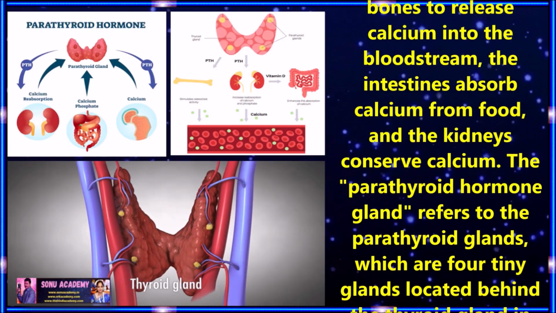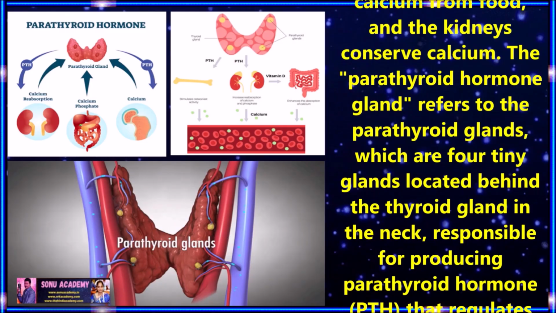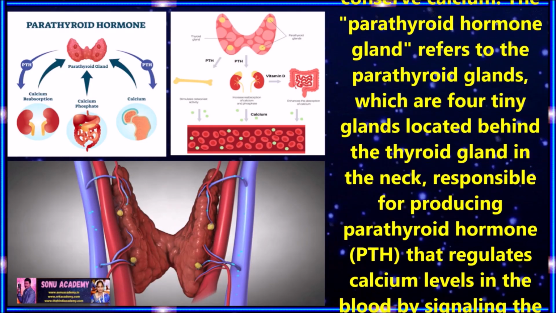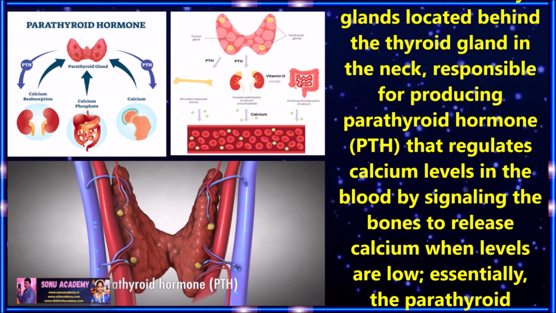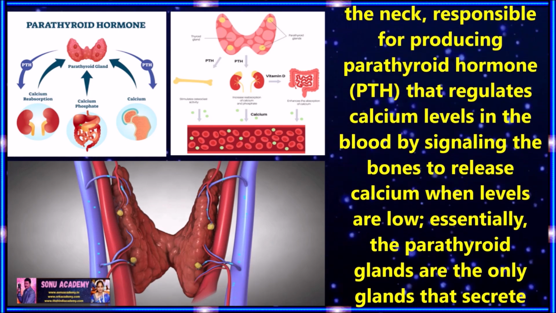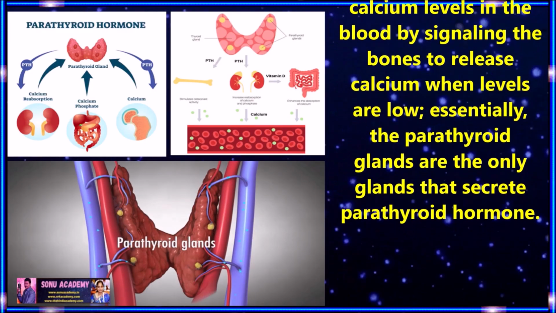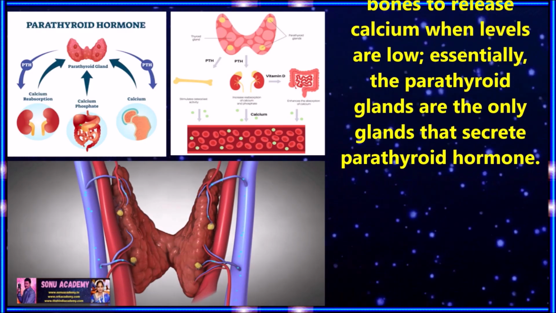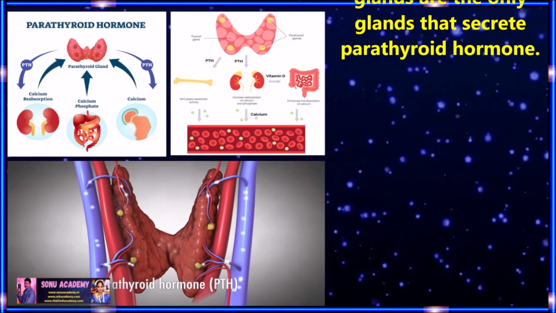The parathyroid glands are 4 tiny glands located behind the thyroid gland in the neck, responsible for producing parathyroid hormone that regulates calcium levels in the blood by signaling the bones to release calcium when levels are low. Essentially, the parathyroid glands are the only glands that secrete parathyroid hormone.